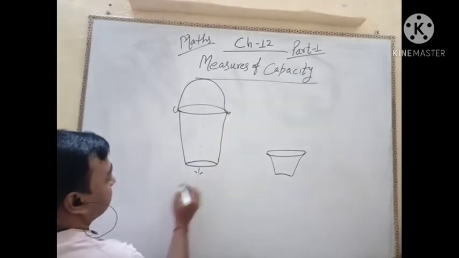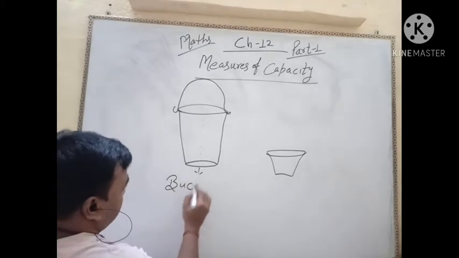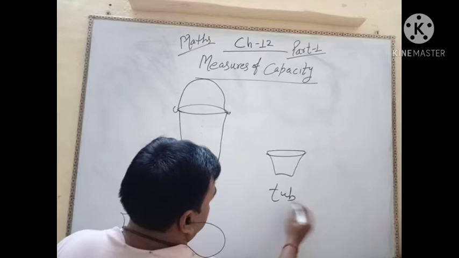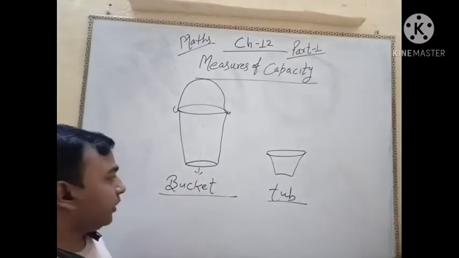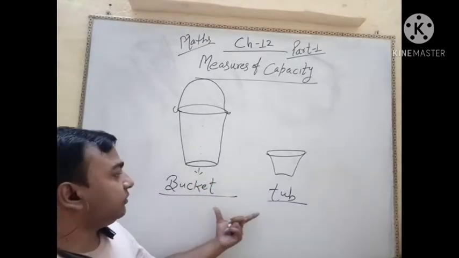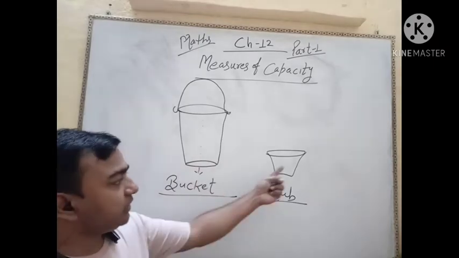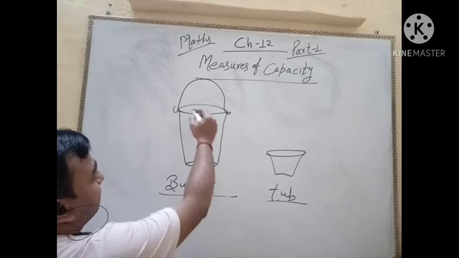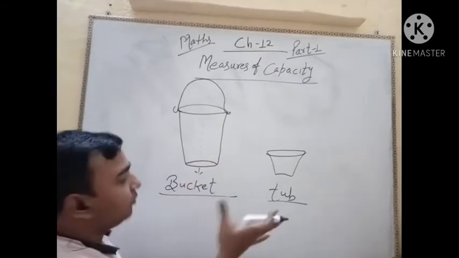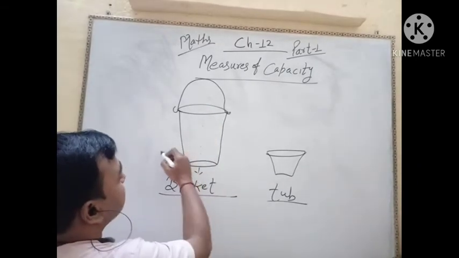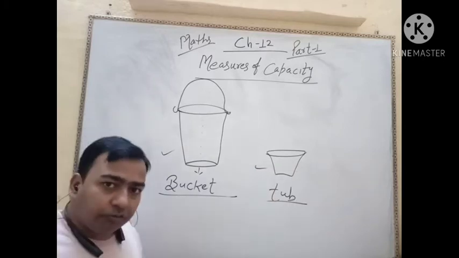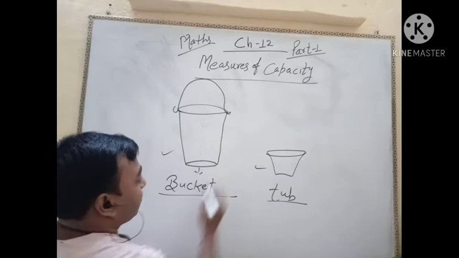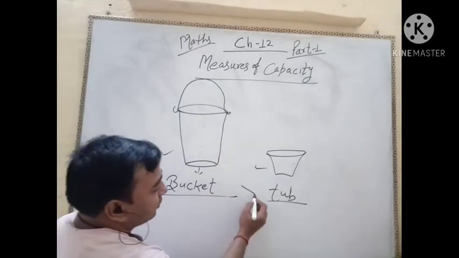This is a bucket, this is a tub. You can see that I have drawn two different things, this bucket, balti, and this tub. When we compare these two things, this is bigger, this is smaller. Obviously, the capacity of this bucket is more than this tub.